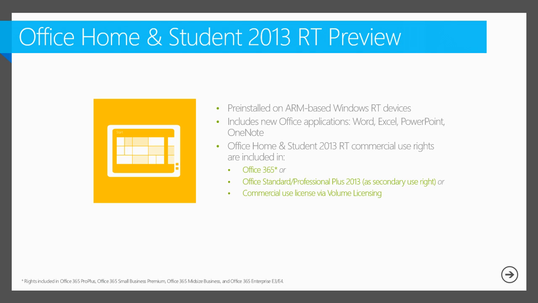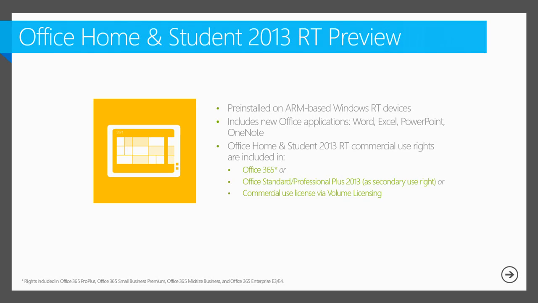As far as the use rights go, Office Home and Student is, not surprisingly, licensed for home and student use, not for business use. For business use, you need to have commercial use rights. In order to get commercial use rights, you need to have an appropriate volume license agreement for Office in your enterprise. That could be an Office 365 subscription, whether it's Pro Plus, Small Business Premium, Midsize Business, Enterprise E3, E4, different subscription types will satisfy that requirement.